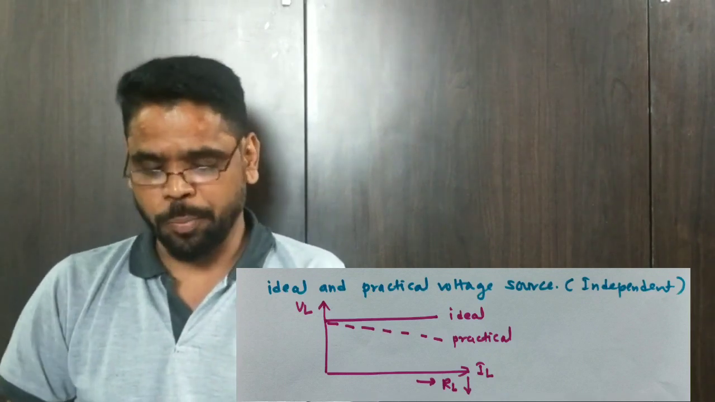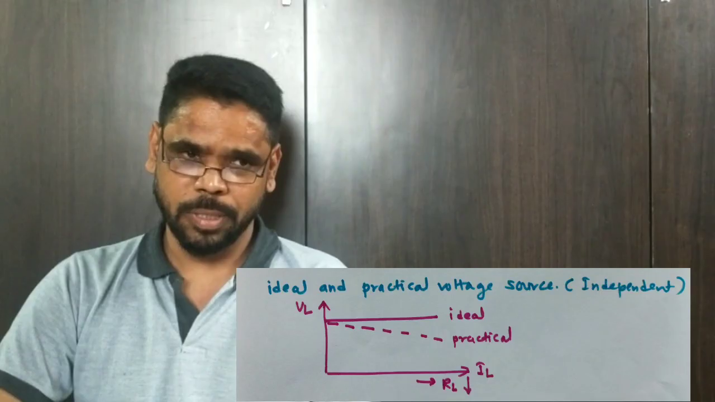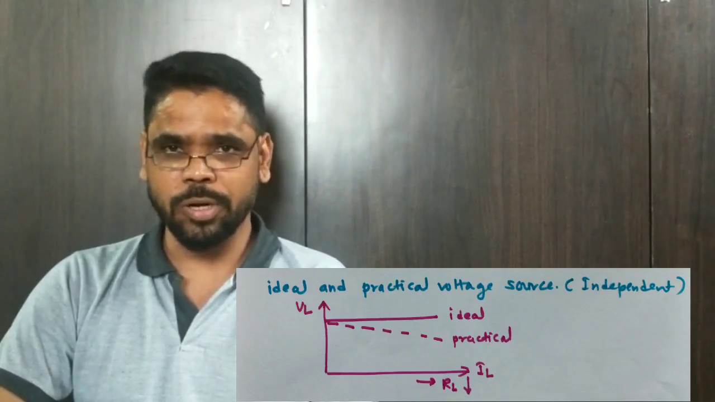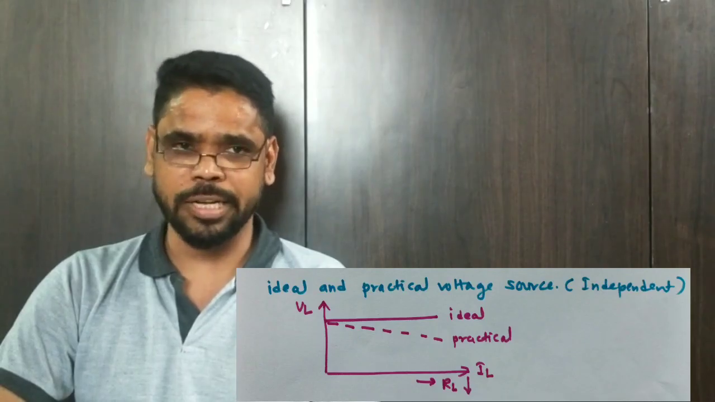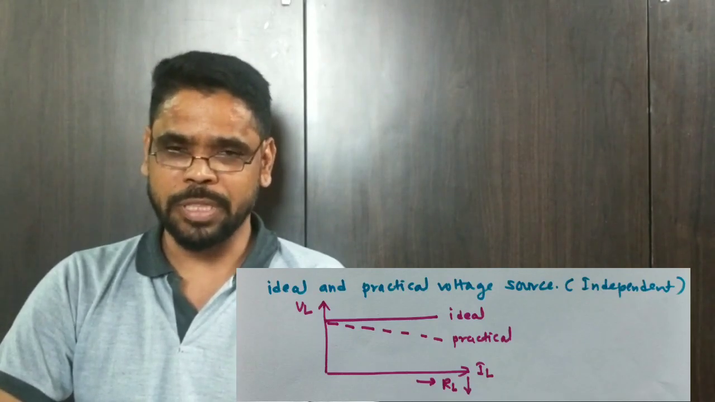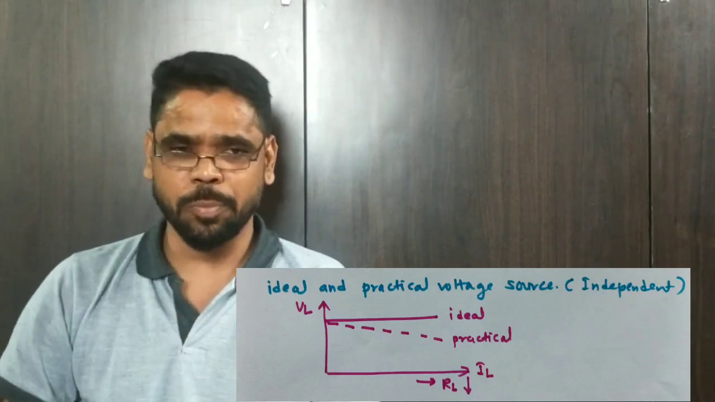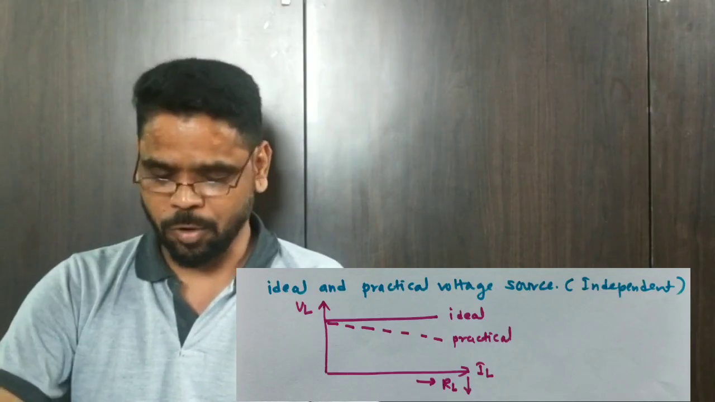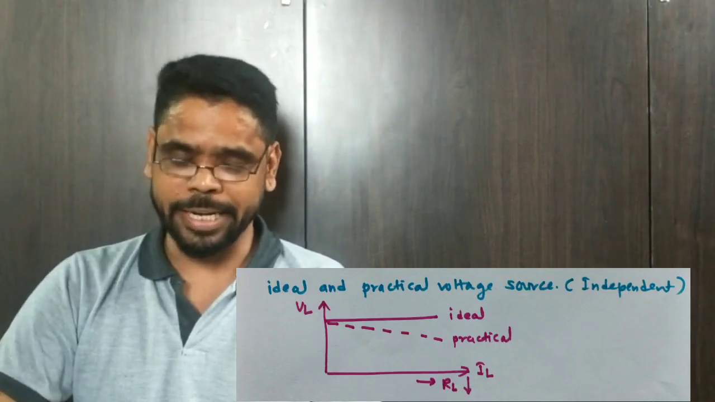But in case of a practical voltage source, as the load resistance decreases, the load current increases, which will have a loading effect on the voltage source, and with the increase in load current, the voltage practically goes on decreasing. It no longer remains constant, which is shown by the dotted line in the figure.